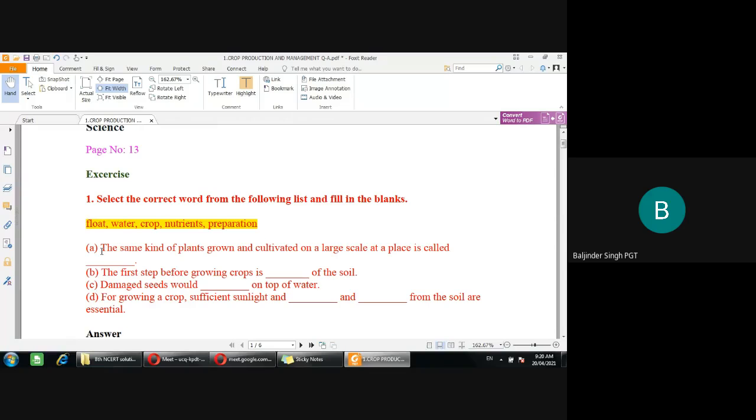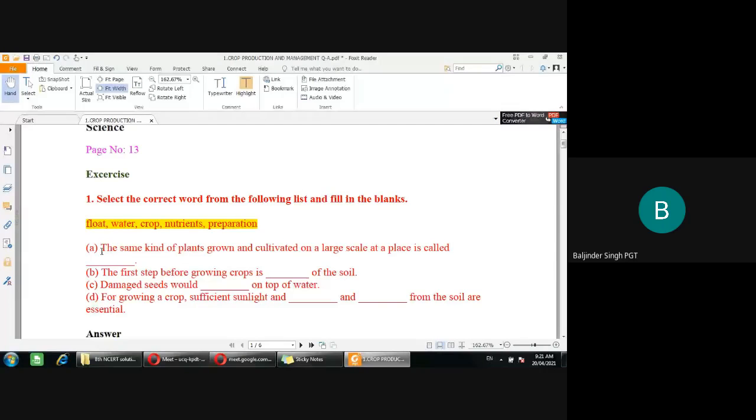Damaged seeds would dash on the top of water, so it will float. Float. Okay, तो जो generally seeds damage होते हैं ना, वो खोखले रहते हैं, so that's why they float on the water. Then come to question number D. For growing a crop, sufficient sunlight and dash from the soil are essential.